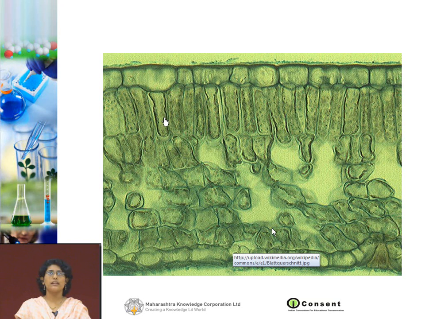What do you observe there? Look at this diagram. Do you observe some small particles, green colored particles in each cell? These are nothing but the chloroplasts. Chloroplasts are the site for photosynthesis. Chloroplasts are one of the cell organelles of the plant cell.